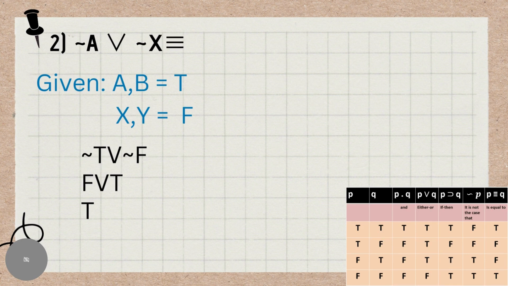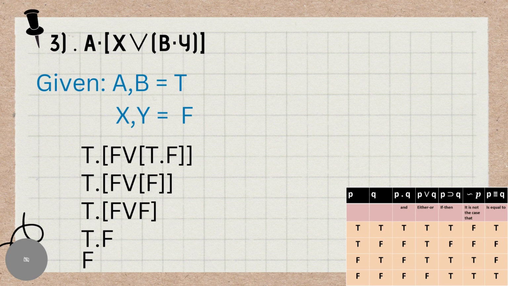The second one we have is negation A disjunction negation X biconditional. So we will have values replaced by T and F. After replacing we have negation T disjunction negation F. Let's first complete the negation. Negation of T is F. Negation of F is T. So F disjunction T is T. So this compound statement is true.